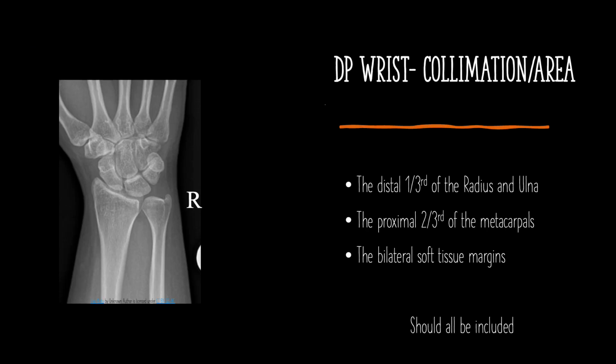So our collimation and area that we require for DP wrist or a PA wrist, it will be the distal 1/3 of the radius and ulna, the proximal 2/3 of the metacarpals, and the bilateral soft tissue margins. And it's important not to call these our anterior and posterior soft tissue margins, because in the true anatomical position, if we were to look at the wrist as it's appearing now, we would describe it as medial and lateral. And as we said before, the lateral aspect is on the radial side, and the radial side is here, which is just below the thumb. And then this will be our medial side here.